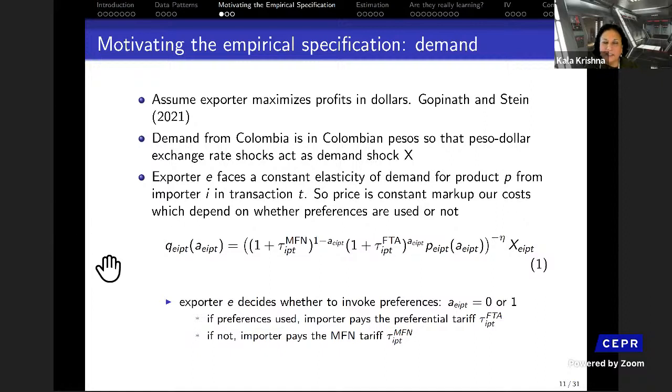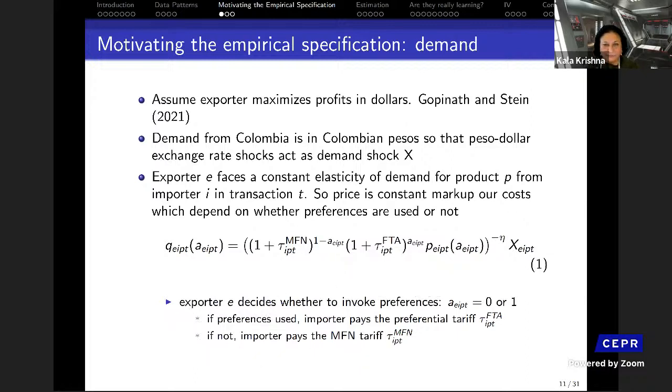Okay. We assume that the exporter faces a constant elasticity of demand for the product from each importer in each transaction. So price is going to be our usual constant markup on costs. And since costs differ when your preferences are used or not, the price will differ when preferences are used or not. Okay, so this is how we write it. Your demand depends on whether you're using preferences or not. So it depends on the MFN tariff, and that is applied when you don't use preferences, so when A is 0. Otherwise, it's the FTA tariff, which is applied when A is 1. And then you have the price, which again depends on whether you're using preferences or not, to the power eta, because it's a constant elastic demand curve. And this is your demand shock, which is the exchange rate. This will vanish until we come back to it in the IV section.